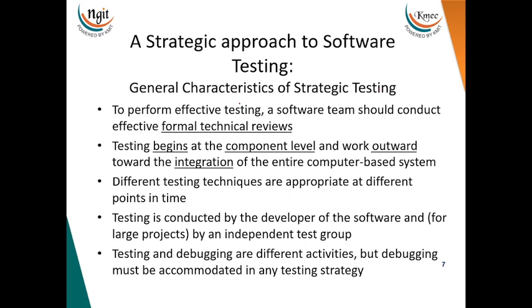Strategic approach for testing: general criteria for testing strategies, formal technical review. The team should conduct a formal review, and testing begins at the component level, working outward toward integration of the entire system. If I have one component, I test it, then add one more component and test that, then add one more component, like this, and integrate the entire component-based system.